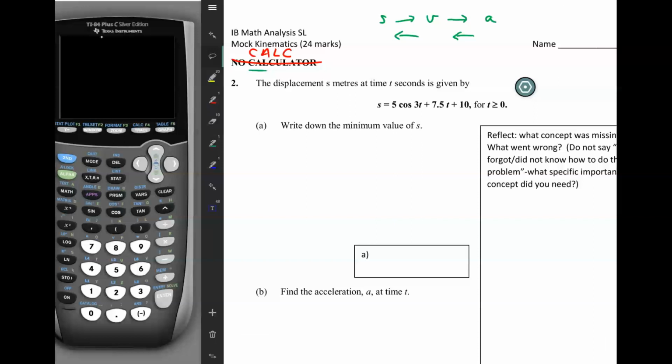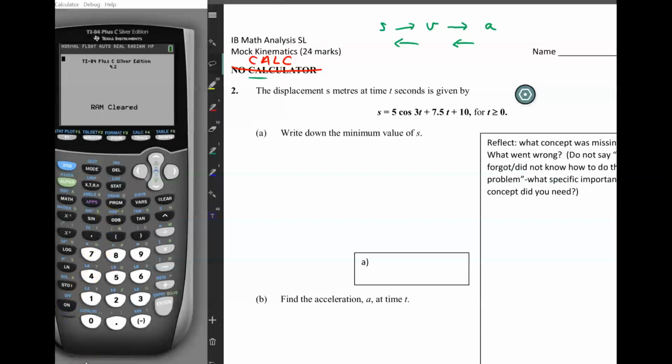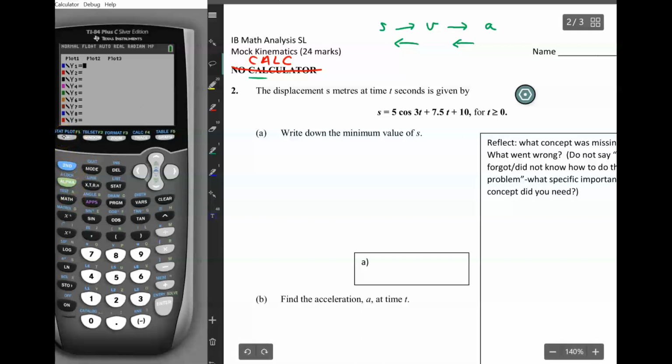And because of that, we really need the calculator to see if the boundary points are smaller than the local minimums. Okay, and that makes this part actually one of the easiest parts of this problem, because all you need to do is be able to use the calculator. So let's graph this function by typing it into the y equals screen. And I'm just going to type in 5 cosine 3t plus, before I do that, we do want to make sure that the mode is correct.